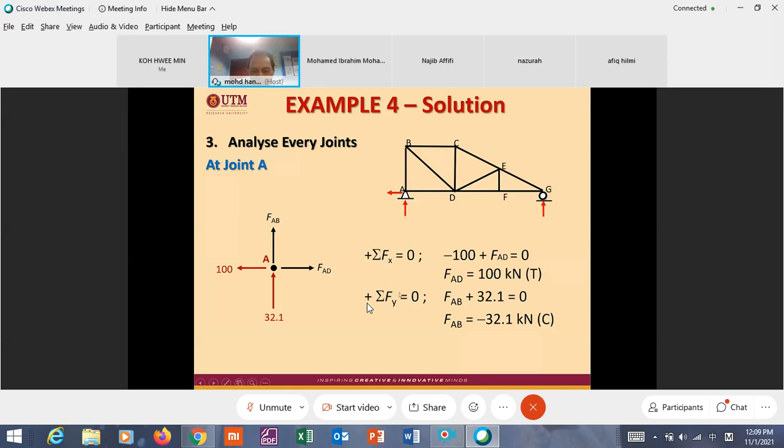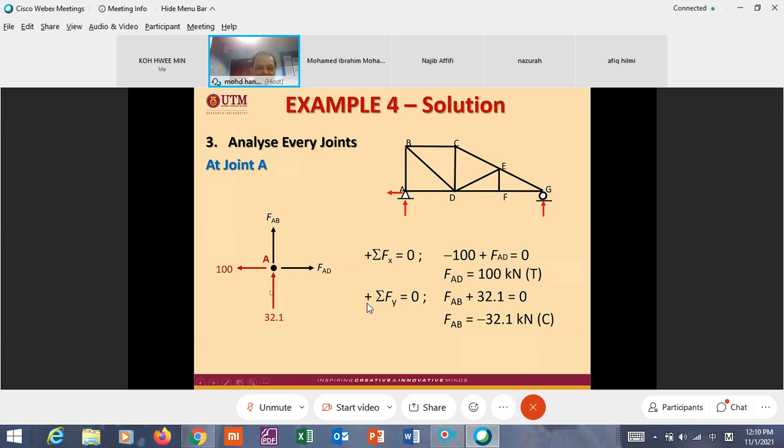X and Y direction. 2 equations. If the joint connects 3 members, that means there are 3 unknowns, whereas you have only 2. So you cannot solve the equation. So you must start with the joint with 2 members. So in this case it is A. Whether A, or you can start with G. Okay, you can start with G.